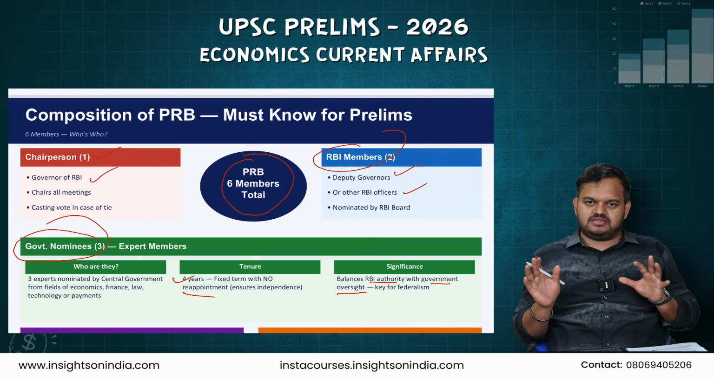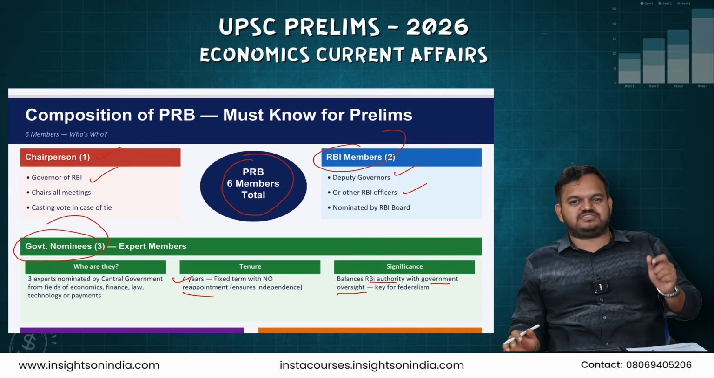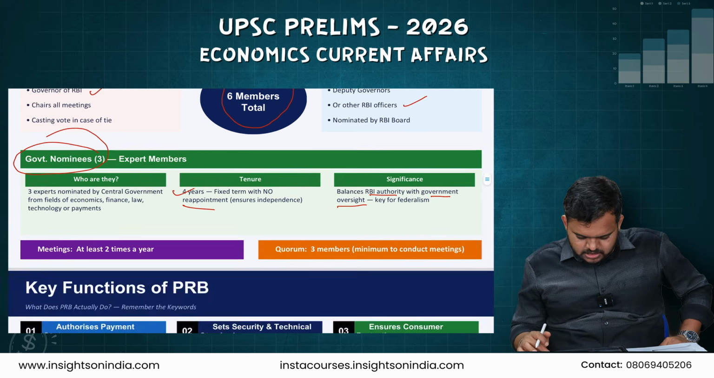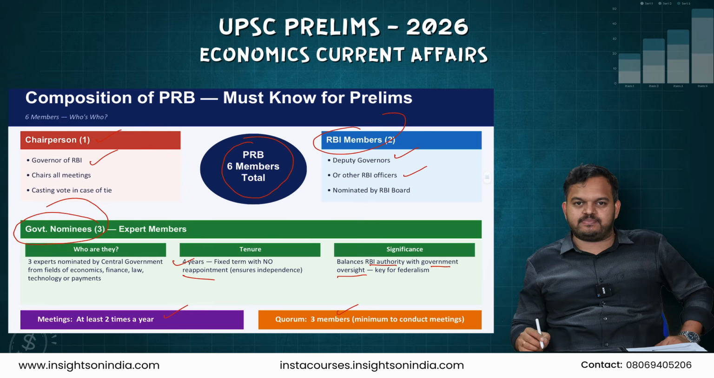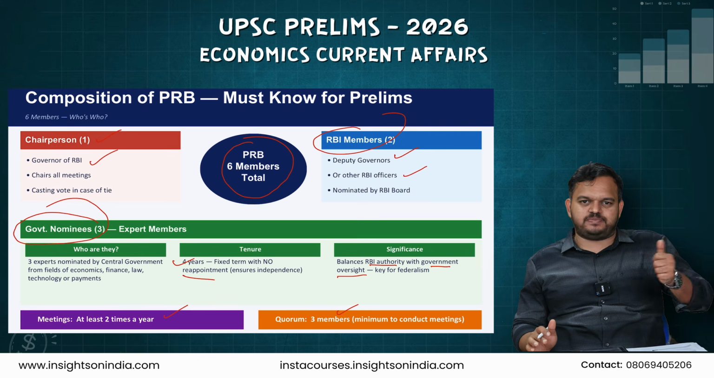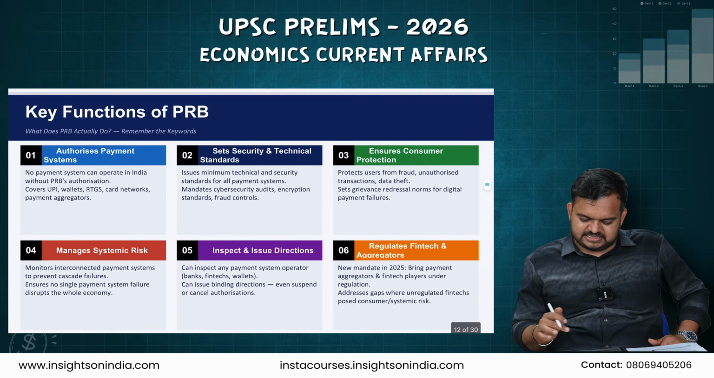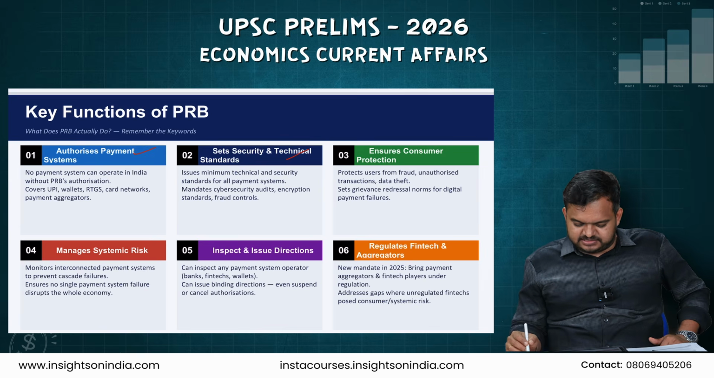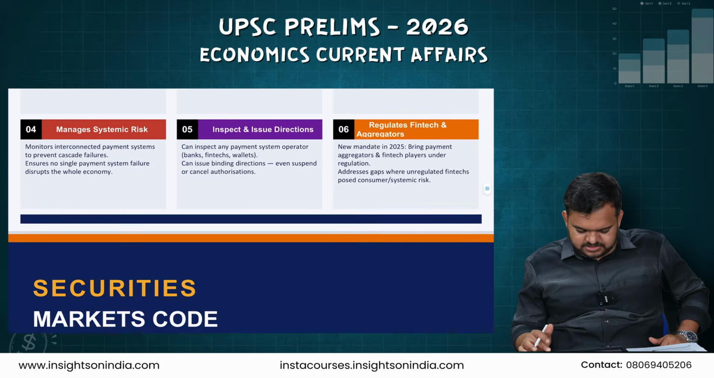The payment systems should not be overpowered by the government, and there should be some checks and balances for RBI's authority. So PRB plays that role. It meets at least 2 times a year, with a quorum of at least 3 members per meeting. UPSC likes these kinds of topics. Earlier it was about MPC, now there can be a question regarding PRB. Key functions, again the same thing: authorizes payment systems, sets standards, security and technical standards, etc. Not so important for prelims.